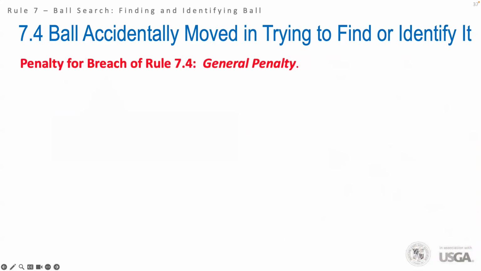Penalty for breach of this rule. So how can you get this general penalty, you might ask? Maybe you put the ball back in a wrong place. You put the ball back by dropping it into a wrong place.